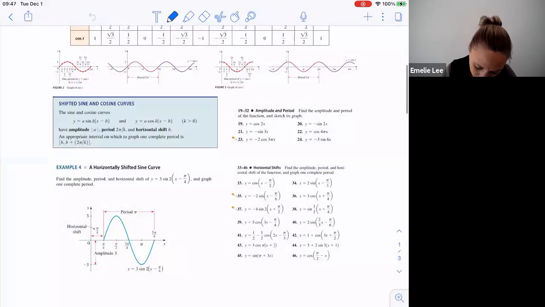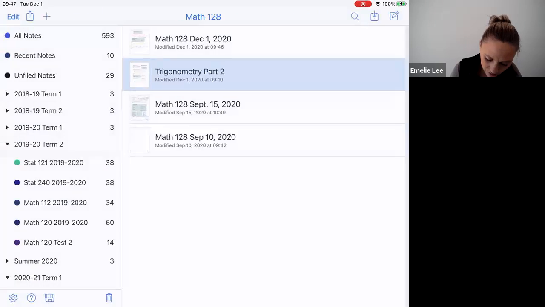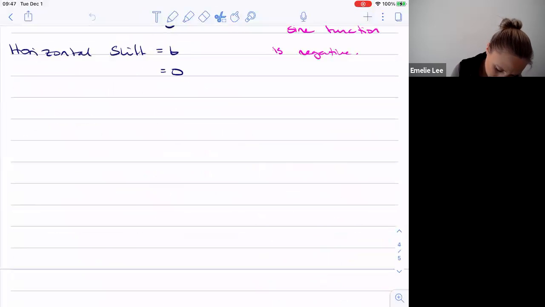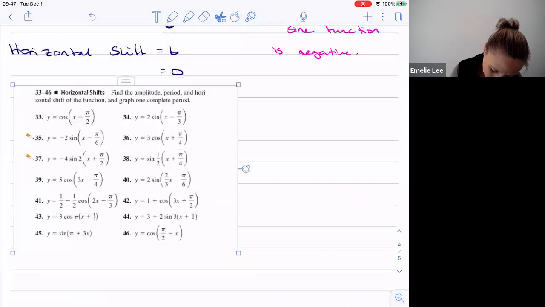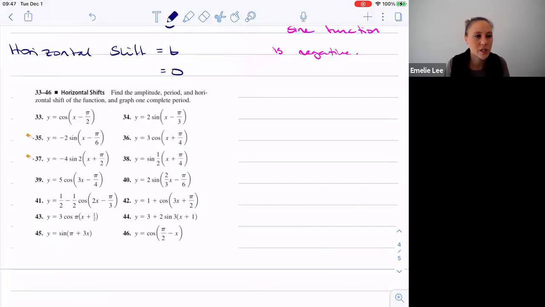So what I want to do is start talking about the horizontal shifts. In the next set of questions, we were going to find the amplitude, the period, and the horizontal shift, and then we're ignoring vertical shifts and just negative flips and stuff like that. So I don't want you to graph it. I just want you to figure out what the amplitude, the period, and the horizontal shift are.